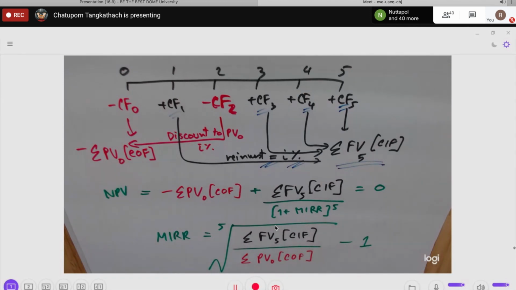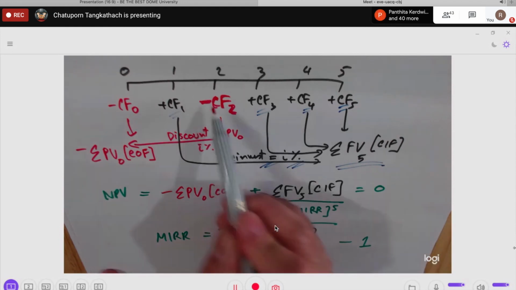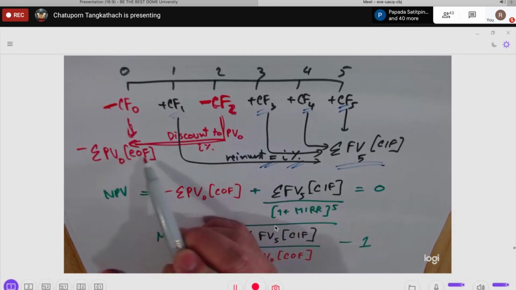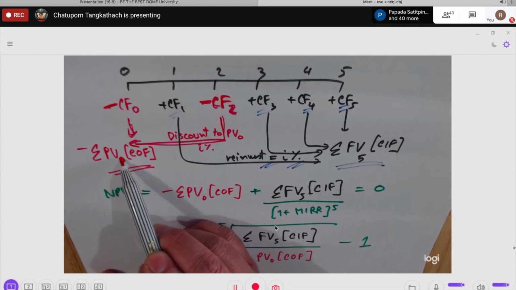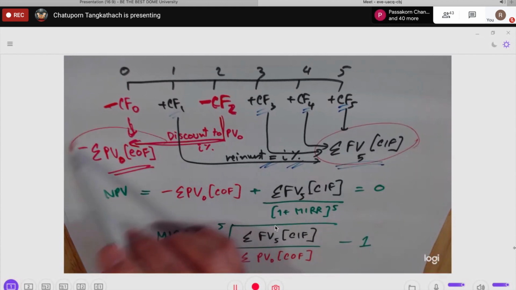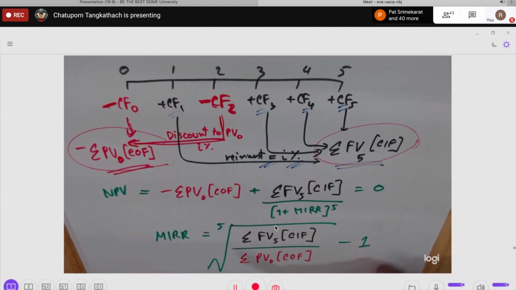But for all cash outflows, no matter how many you have at year 0, year 2, year 3, whatever, when they are negative, just discount them back and sum them up as the present value at time 0. After that, you have just two amounts, outflow and inflow. Equate them to find out the rate. That rate is your MIRR. This is how we calculate it for MIRR.